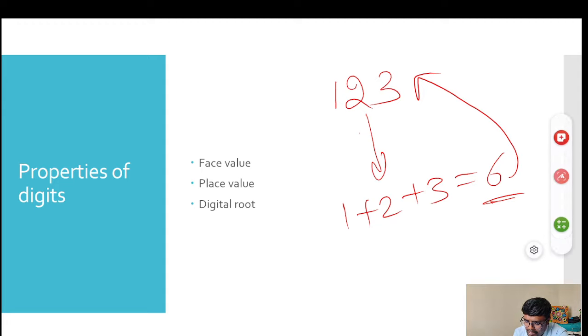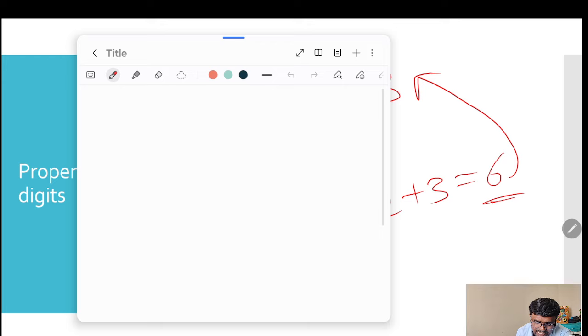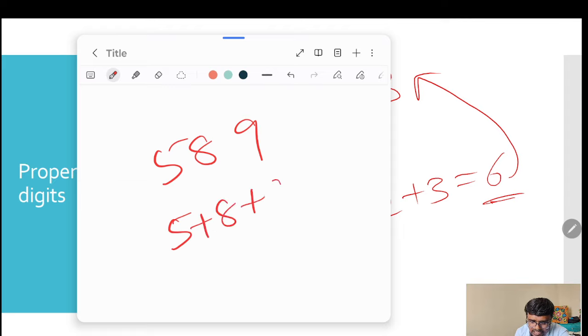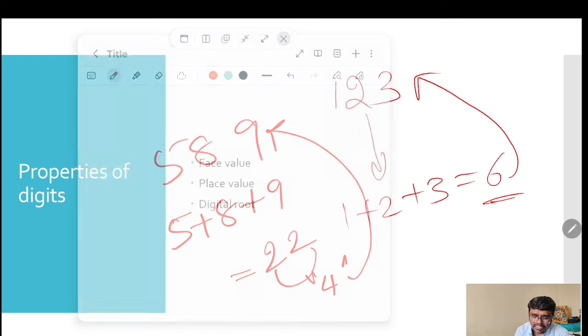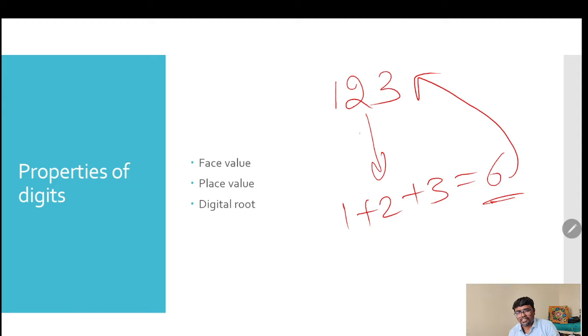If you get a two digit number, once again you have to do the sum. I'll show with one more example. Let us say 589. Digital root means 5 plus 8 plus 9: 9 plus 8 is 17, 17 plus 5 is 22. To get the digital root, once again you do the sum since it's a two digit number. So 2 plus 2, 4. 4 is the digital root of 589. This concept we'll use in various places, even in the divisibility rules I'll use digital sum or digital root.